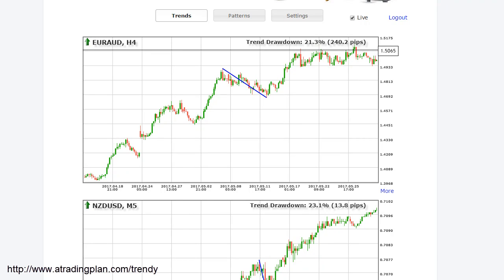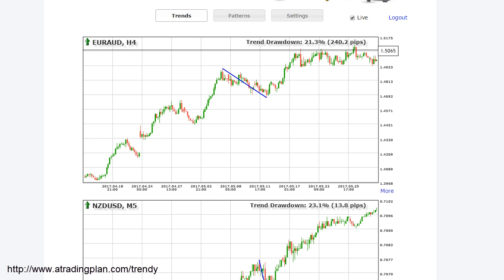Just want to take a quick look at Forex Trendy. What I'm looking at here is simply the trend directions. I didn't set any special settings or anything; whatever comes up, we're just going to be looking at here. Why this can really help you as a trader is it keeps you objective.